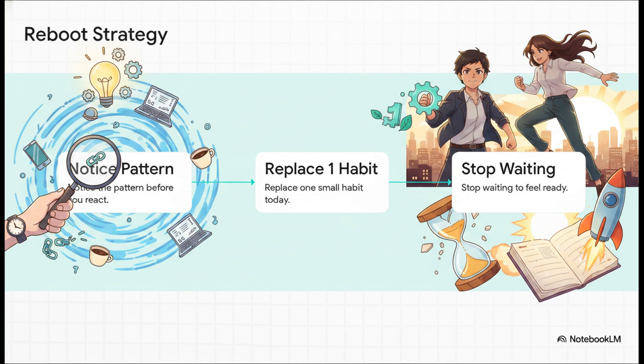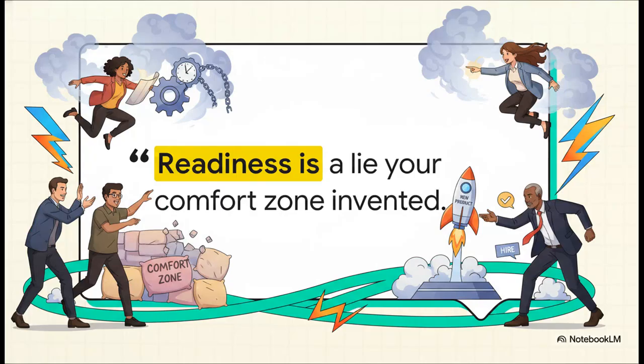And step 3, stop waiting to feel ready. This last step is the absolute linchpin for executive action. Because, let's be honest, readiness is a lie your comfort zone invented. For founders, executives, and managers, waiting for the perfect time to act is the ultimate executive trap. If you're waiting until you feel 100% ready to launch that new product, restructure that department, or make that risky hire, you're already too late. Readiness is just a comfortable illusion, and it absolutely kills your leadership momentum.